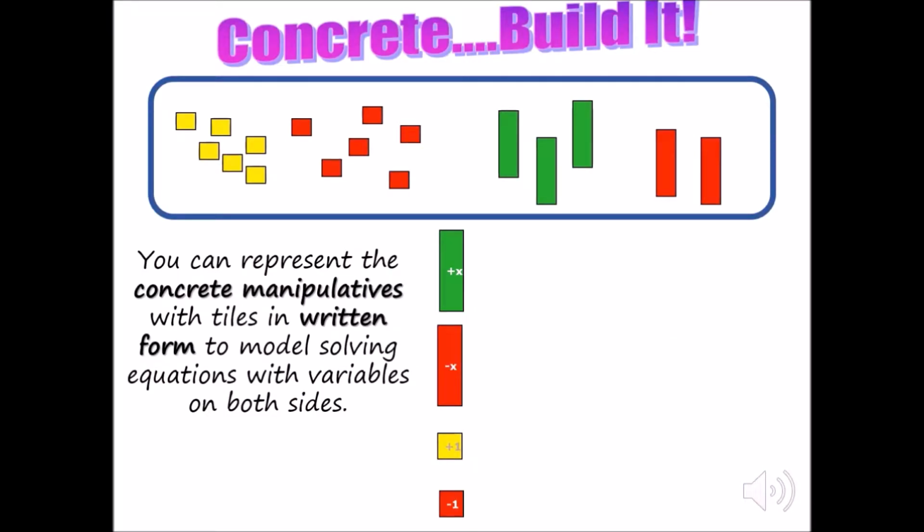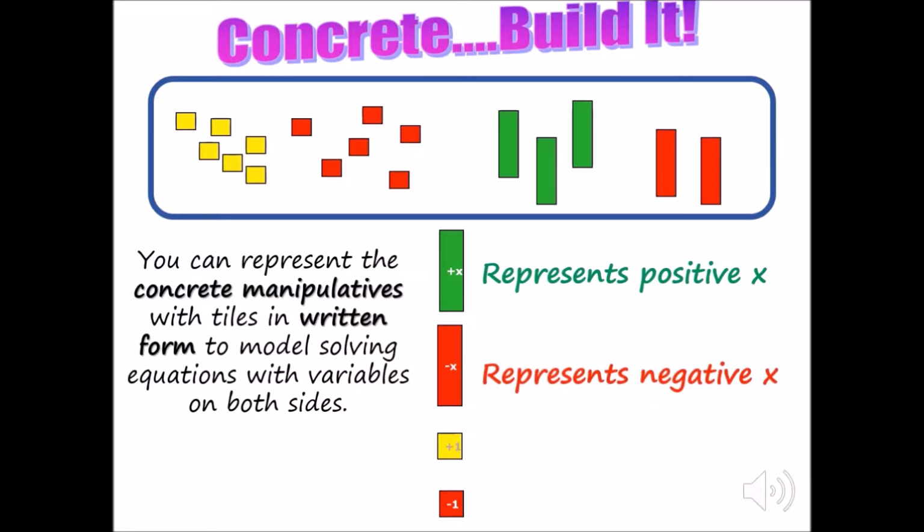You can represent the terms in an equation or in an expression with algebra tiles or by drawing the models to show the process. To represent any variable, in this case x, we will use the rectangular tiles. A long green tile represents positive x, and a red rectangular tile represents negative x. A value of 1 or a constant is represented with a small square unit tile. A positive 1 is represented with a yellow square tile, and a negative 1 is represented with a red square tile.